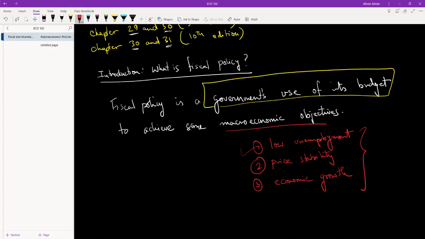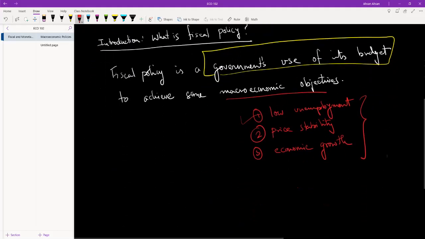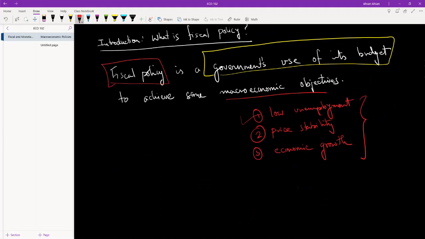Well, they effectively have two tools that they can use, as we've talked about. One is fiscal policy, one is monetary policy. And we're talking about fiscal policy right now. So if we take a look at the definition, once again, fiscal policy is the government's use of its budget to achieve macroeconomic objectives. So now let's talk about the government's budget in that case. What is the budget? How does the government raise money and how do they spend it?